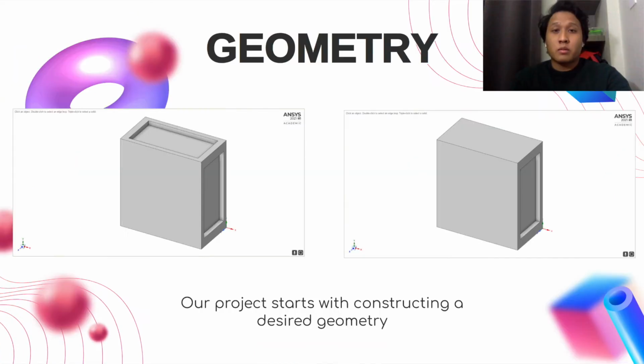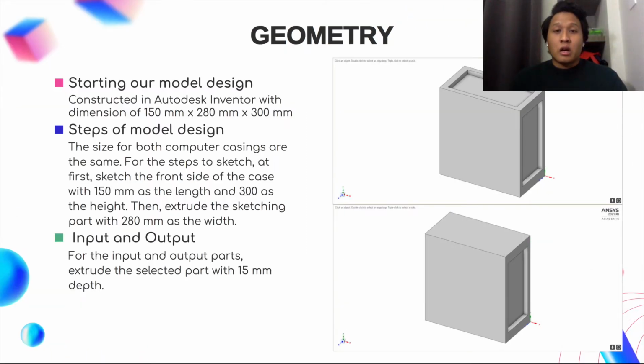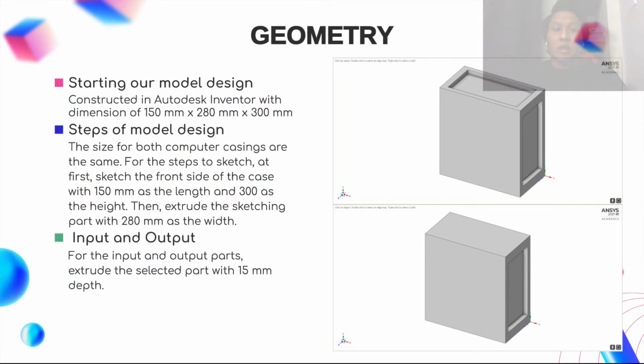The project starts by constructing a desired geometry. We created our design using Autodesk Inventor, and we decided to make two models, which are the two outlet and one outlet design. The dimensions are all the same. At first, sketch the front side of the case with 150 mm as the length and 300 as the height. Then we extruded the sketch with 280 mm as the width. For the input and output parts, extrude the selected part with 15 mm depth.